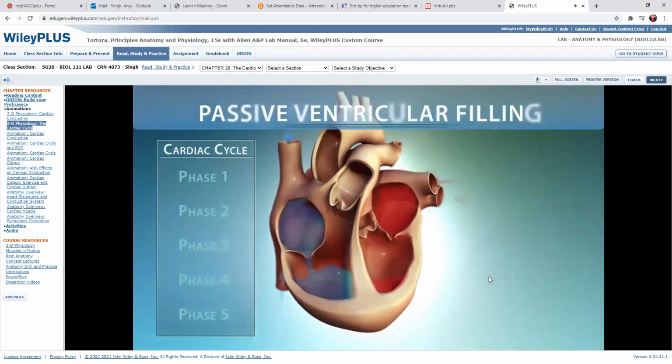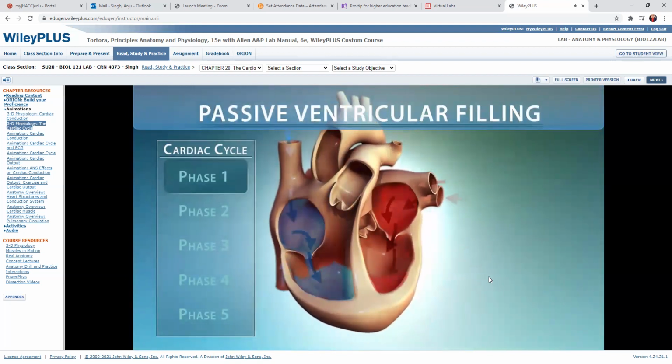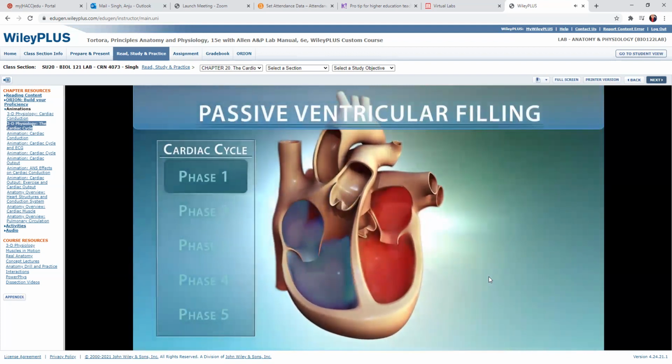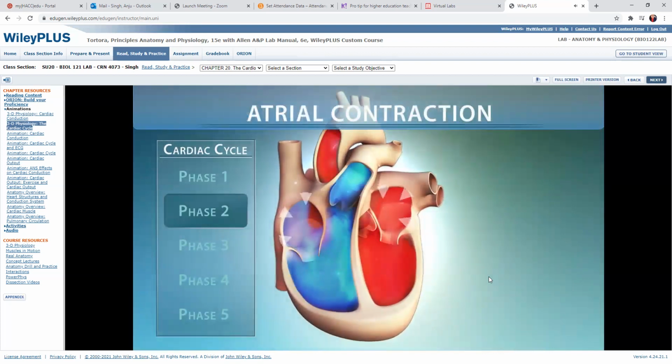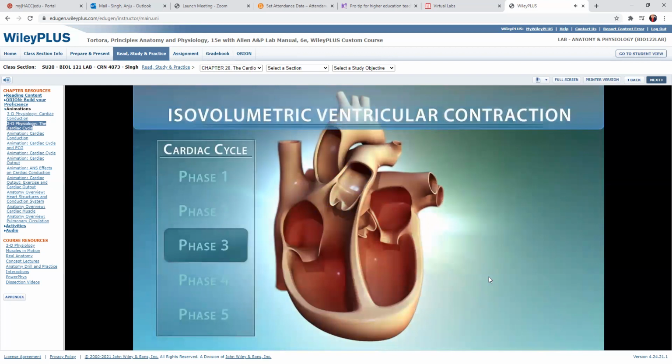Phase 1 is passive ventricular filling. All of the chambers are relaxed, as most of the blood from each atrium passively flows through the open atrioventricular valve into its respective ventricle. Atrial contraction is the second phase of the cycle. The atria contract, forcing additional blood into the ventricles. Atrial contraction causes ventricular blood volume to reach its maximum. Phase 3, isovolumic ventricular contraction, occurs as the ventricles begin to contract.